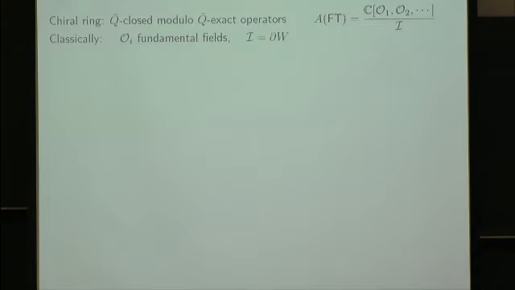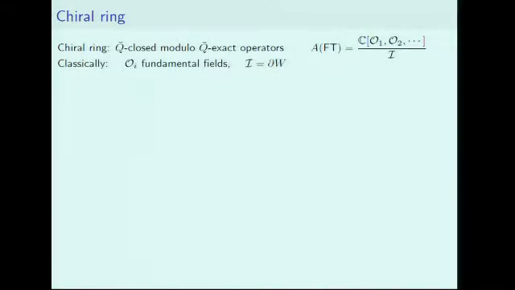So how does this affect the chiral ring of the theory? Well, the chiral ring is Q-closed modulo Q-exact operators, and at least classically, how do we compute the chiral ring? We take the ring generated by all chiral operators in the theory, and then we mod out by the ideal which is generated by derivatives of the superpotential.